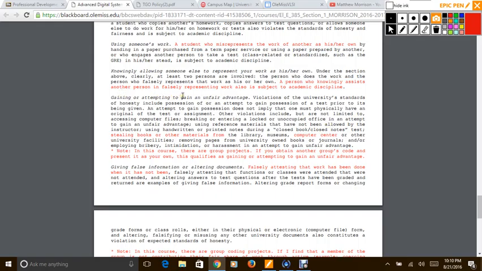Gaining or attempting to gain an unfair advantage, breaking down into trying to steal, stealing books or materials from the library or the computer center. In this course, there are group projects. If you obtain another group's code and present it as your own, this qualifies as attempting to gain an unfair advantage. Giving false information or documents.